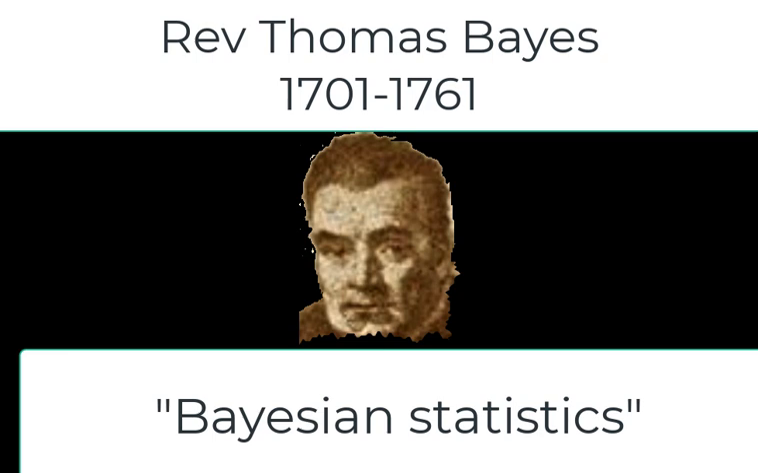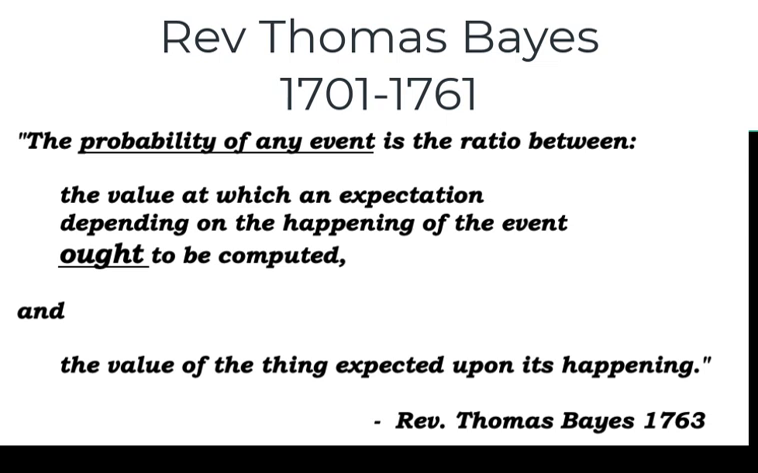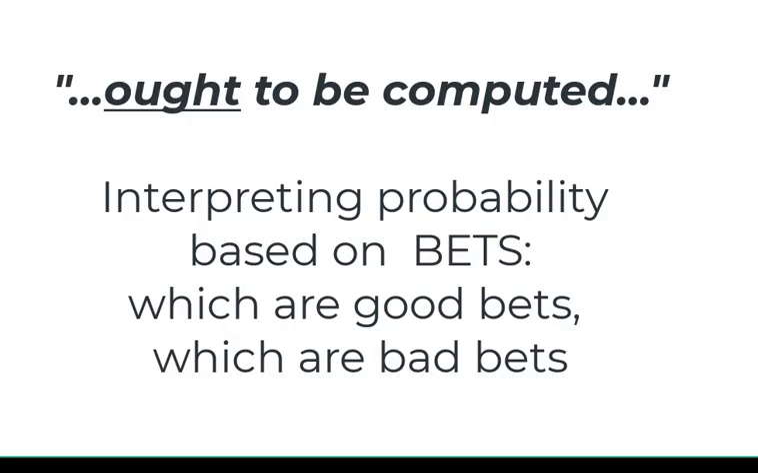That was the idea of the Reverend Thomas Bayes, a guy that lived in the 1700s. He was, no joke, officially a nonconformist reverend. Another Bayes innovation was his definition of probability of an event as, and I love this, "the ratio between the value at which an expectation, depending on the happening of the event, ought to be computed, and the value of the thing expected upon its happening."